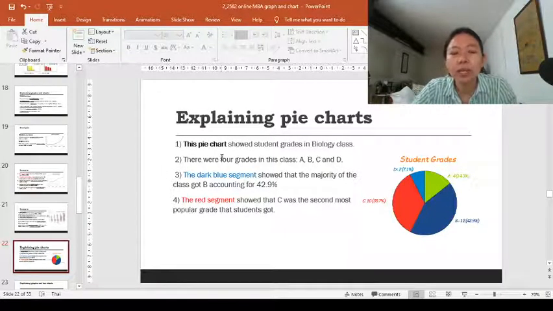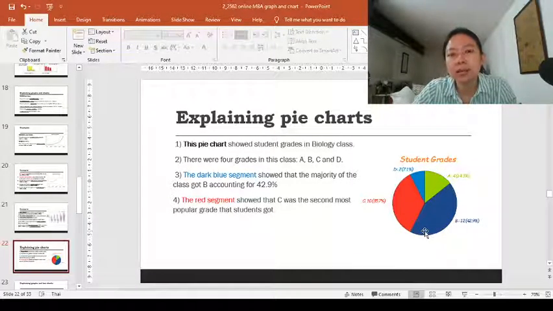So here, let's start with the first sentence. The pie chart shows student grades in biology class. So we now know what visual we use, and that the pie chart is about student grades in biology class. And then the next sentence is, there were 4 grades in this class, A, B, C, and D. This sentence shows an overview of the pie chart, that there are 4 grades in this class.